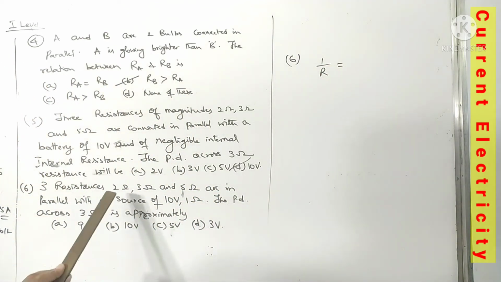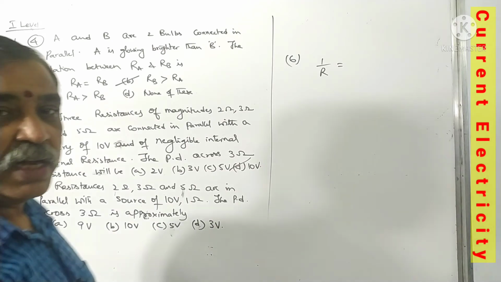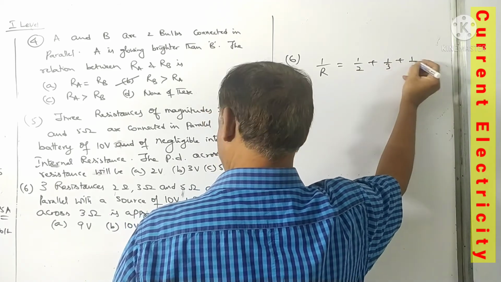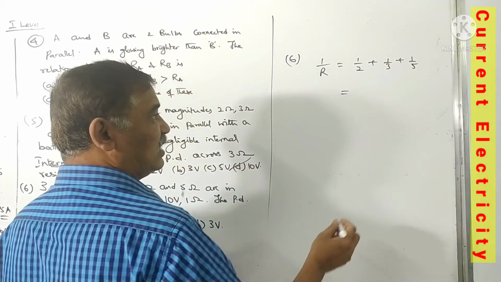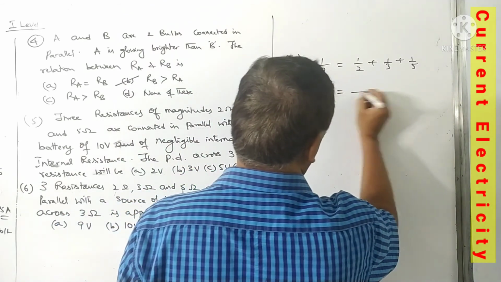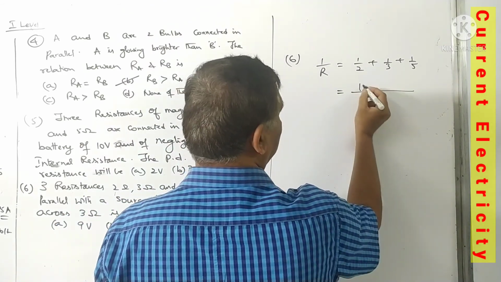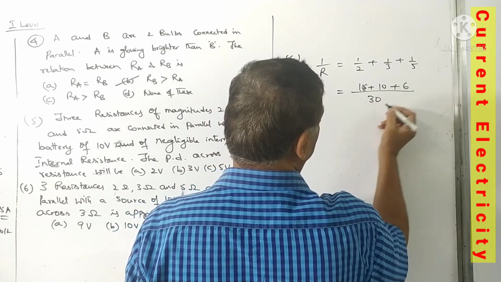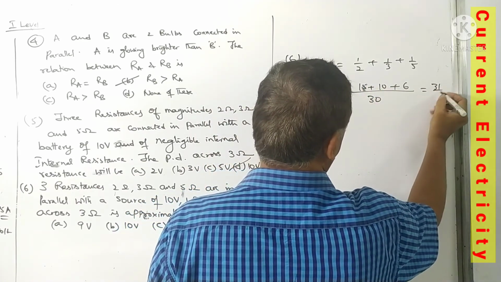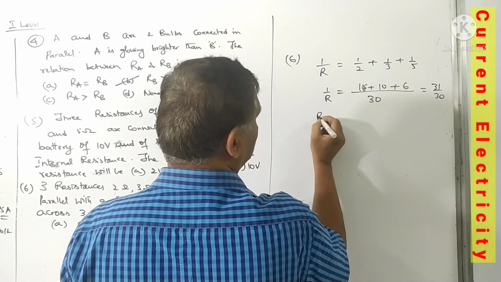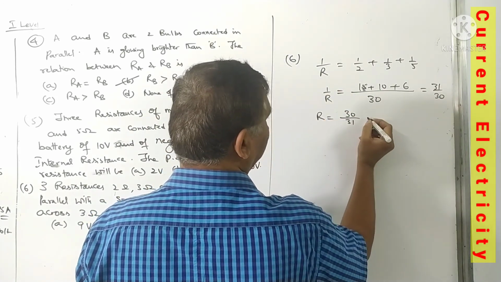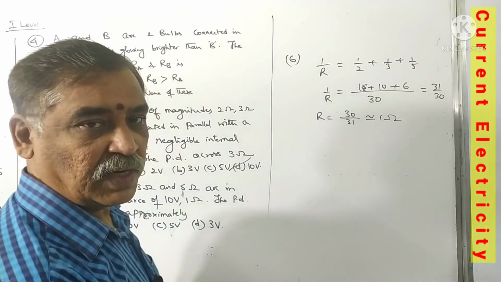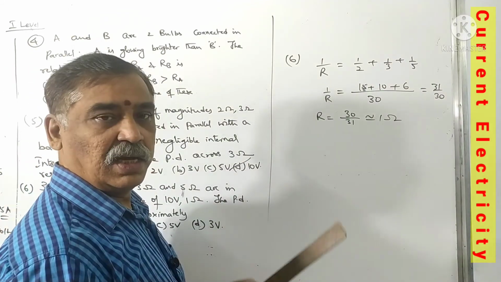resistance of the 3 resistors connected in parallel, making use of 1 by R is equal to 1 by R1 plus 1 by R2. Here it is 1 by 2 plus 1 by 3 plus 1 by 5. Take LCM. I take 30. Then we get 15 plus 10 plus 6. So that gives us 31 by 30. This is 1 by R. So R is equal to 30 by 31. I take approximately equal to 1 ohm. So this is the effective resistance of the 3 resistors connected in parallel.